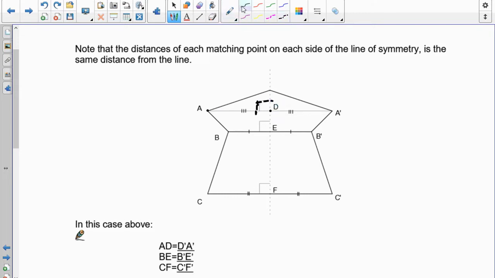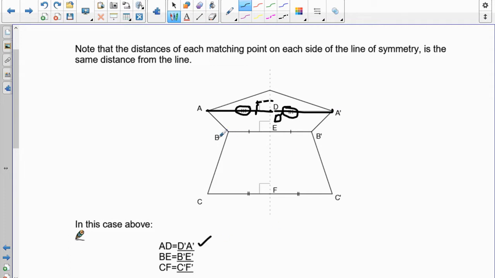Now, this distance from here to here, if this is done correctly, you notice I've got 3 prime marks here and 3 prime marks there. That means that this distance and this distance are equal. So AD, and of course this is going to be on the other side, if I've drawn it, it would be D prime. That's the new one. And A prime. So we know that this distance and that distance have to be equal.